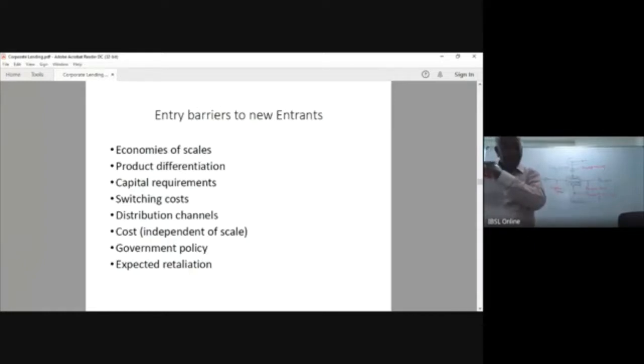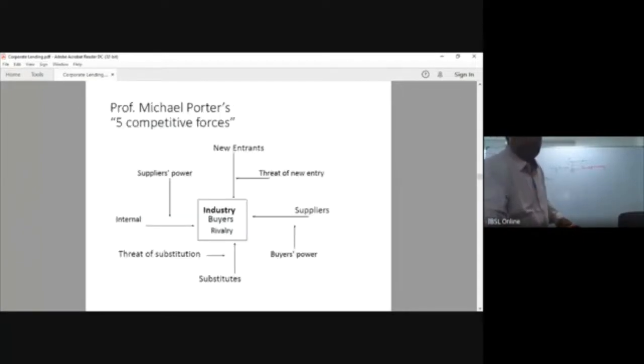Clear? There are cost of product. I will erase this. Please correct this figure. This figure that is wrong. Please make the corrections in that one.